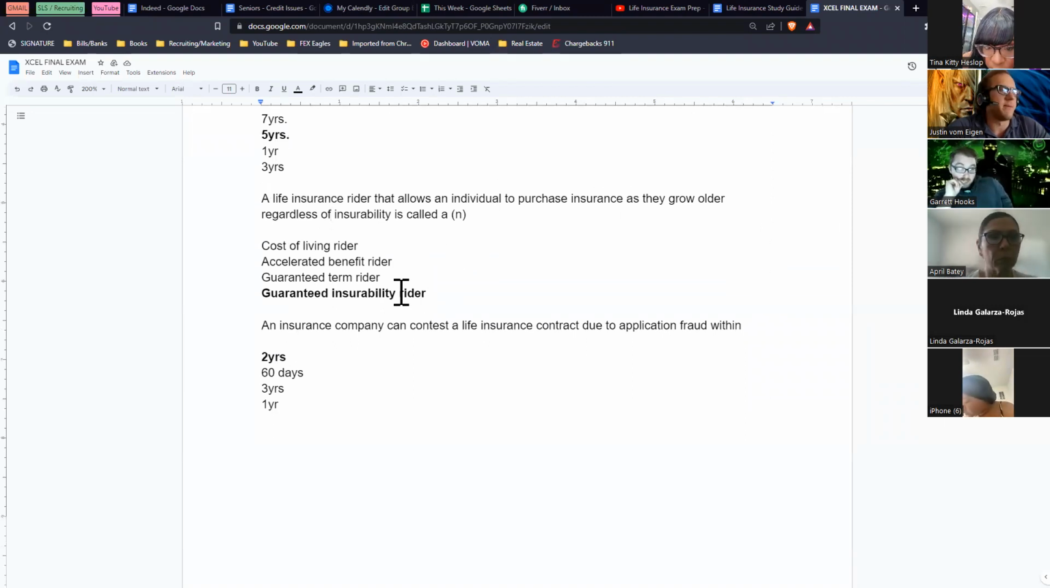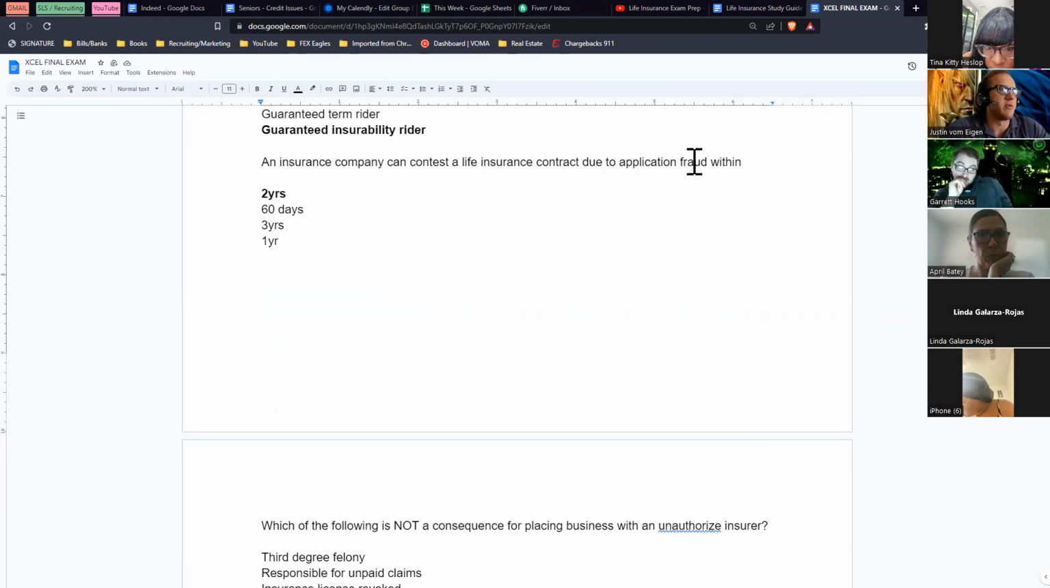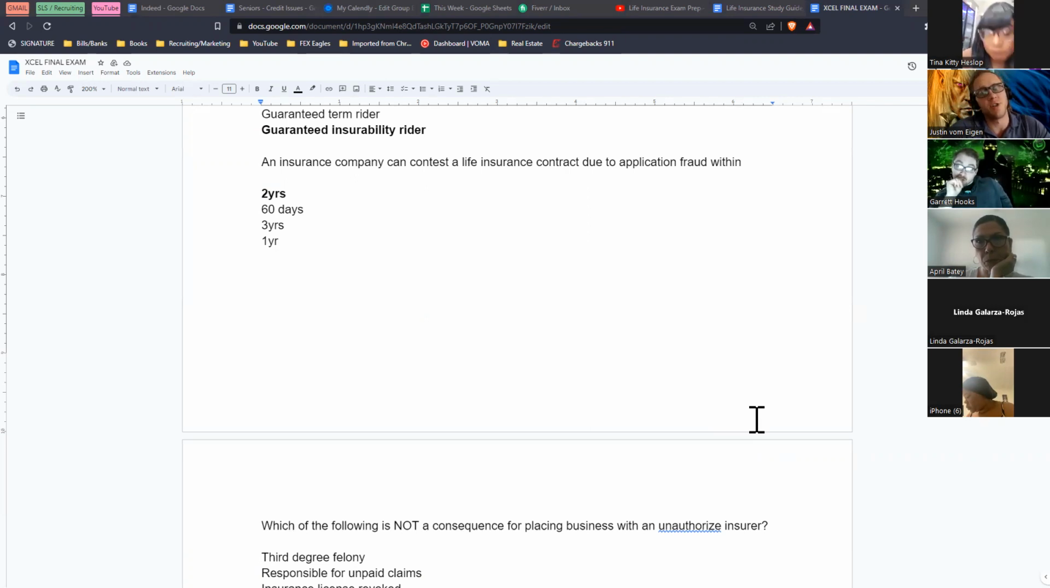Okay. An insurance company can contest a life insurance contract due to an application fraud within 2 years. So within 2 years, most insurance companies will contest a death claim, which means that if someone passes away in the first 2 years of the policy, then the insurance company says, hey, you shouldn't have died that soon or else we wouldn't have insured you. We're going to contest this claim and see if you lied about anything. And if it comes up on the application that they did lie about something, then they won't pay the claim. Okay, they'll rescind the policy and pay back the premiums.